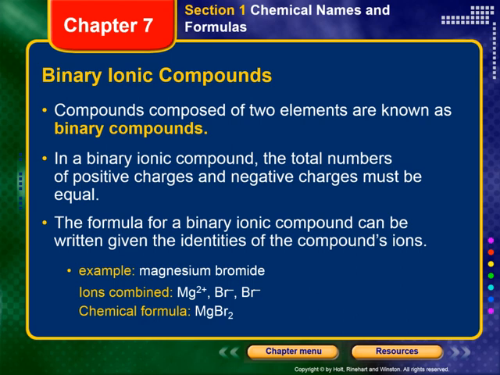The formula for a binary ionic compound can be written given the identities of the compound's ions. So as long as we have the knowledge of the ions and their names that are involved, we can make the name for this binary ionic compound. For example, magnesium bromide is going to be made up of 1 magnesium and 2 bromides. Why 2 bromides? Because magnesium has a plus charge of 2, and we have to balance that out with 2 negative charges. But this is bromide, and that only has a -1 charge. So how can we completely balance out the +2? By having 2 bromides. And so the chemical formula for magnesium bromide is MgBr2.